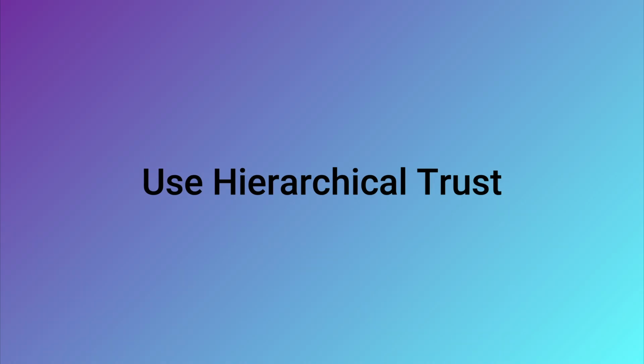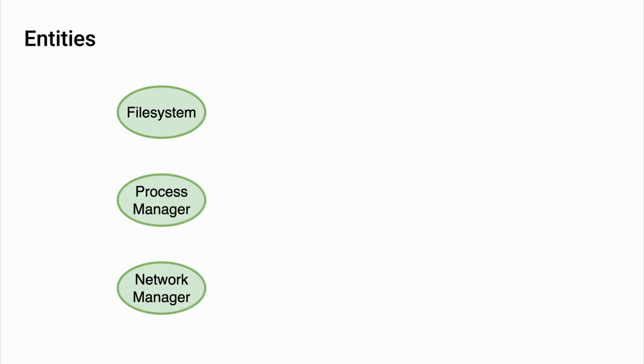With our next principle, we're going to shift gears a little bit and talk about trust, specifically hierarchical trust. Let's get into what trust is and how it becomes hierarchical. Now let's consider some common entities. For the operating system, there are 3 main entities we care about: the file system, process manager, and network manager. There are others, but fundamentally, these are the ones we work with the most often.